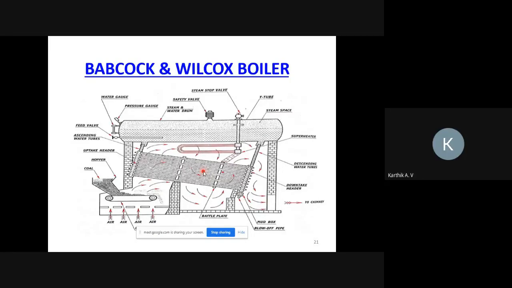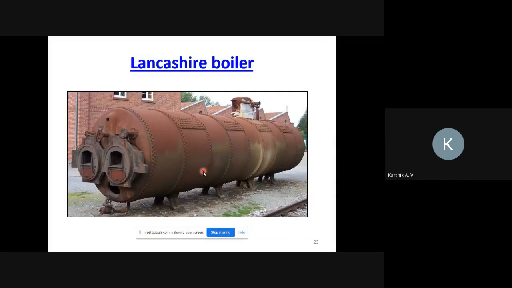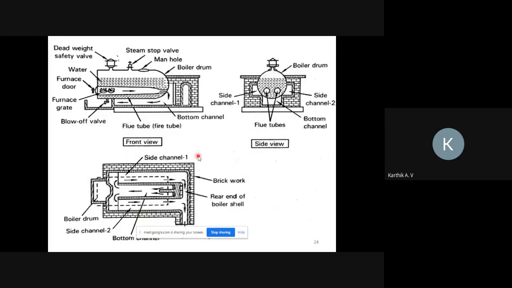Yes, sir. Okay. So next, Lancashire boiler. This is the structure of Lancashire boiler. So this is front view, top view as well as side view. Here two pipes are passing throughout the boiler drum. Two pipes, flue tubes. So tubes are passing throughout the boiler drum.